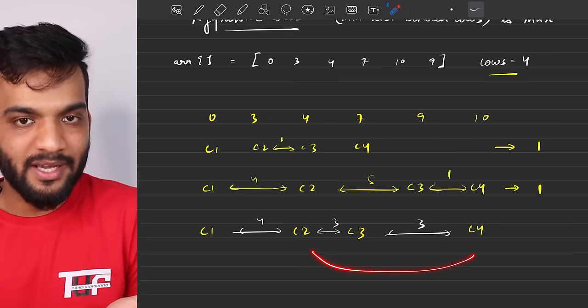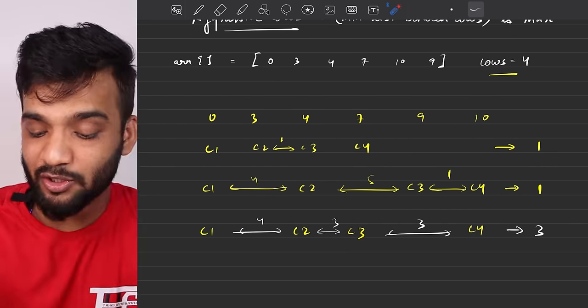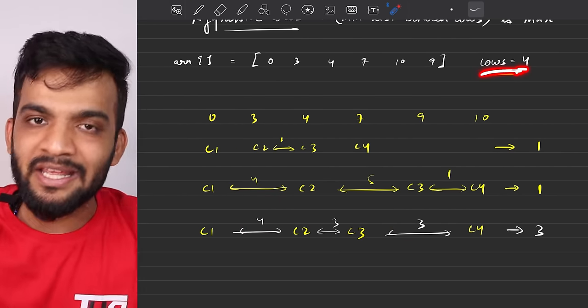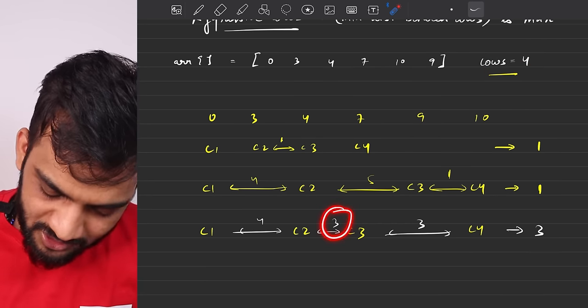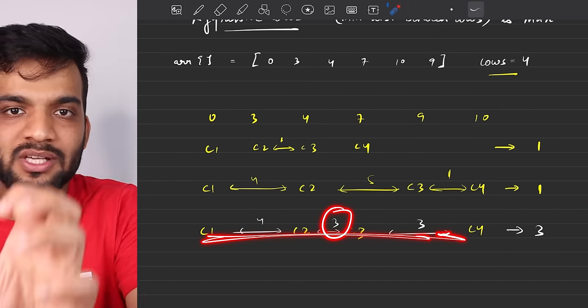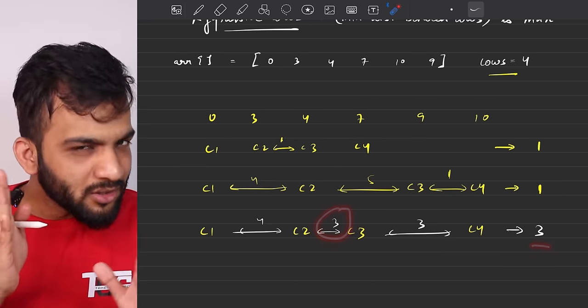You can take C2, C4 as well. What's the minimum? 4, 3, 3. What's the minimum? 3. So you can place the 4 cows in any configuration you like. But the core is, figure out the minimum distance between any of the two cows in that configuration. And over here it is 3.